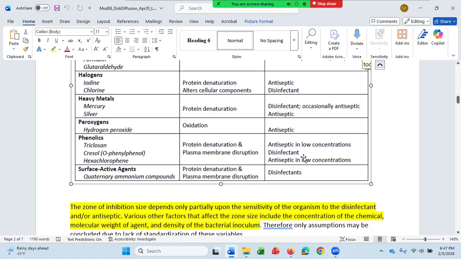Phenolics are typically used as disinfectants, although they are kind of smelly and have a disagreeable odor, but they are good disinfectants. And then surface active agents like quaternary ammonium compounds are used as disinfectants, especially in hospitals. Any question about any of this table?